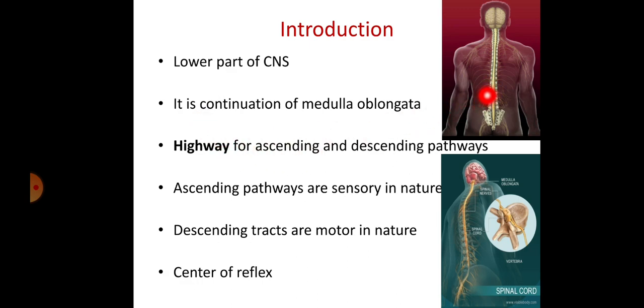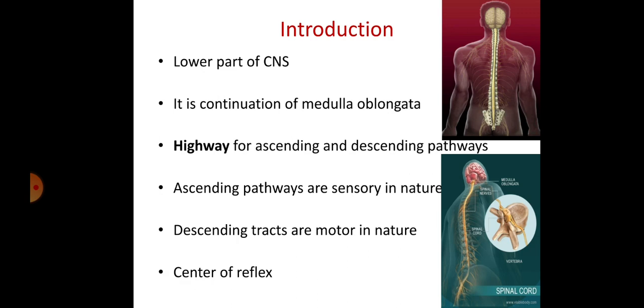So this spinal cord is the highway for the ascending axons and the descending axons. These ascending axons are all sensory in nature, and the descending tracts or descending pathways are all motor in nature. Apart from that, the spinal cord acts as a center for reflex.